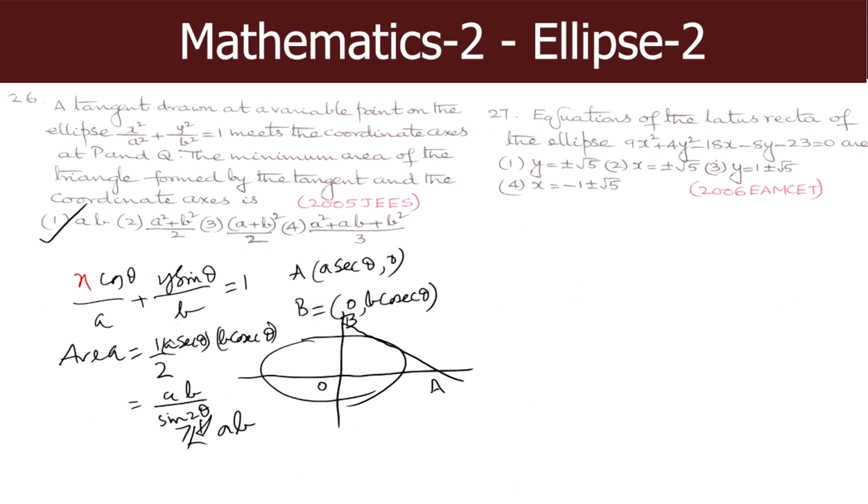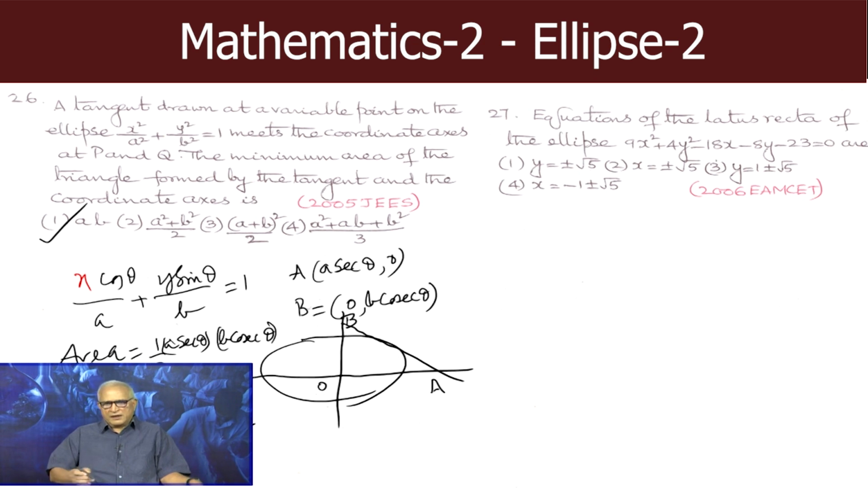Equations of the latus recta of the ellipse 9x square plus 4y square minus 18x minus 8y minus 23 equal to 0, or what are the equations of the latus recta?